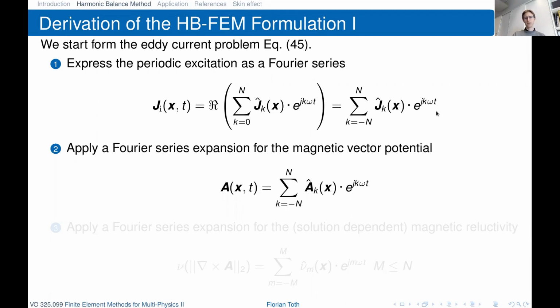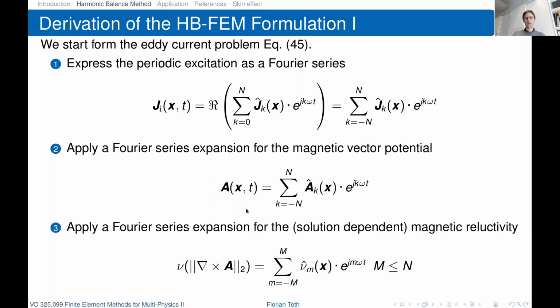And then we do the same Fourier series expansion for the magnetic vector potential. Note that we have chosen to truncate the Fourier series after n harmonics. So of course, this is an approximation. So the equal sign here actually should be an approximation.